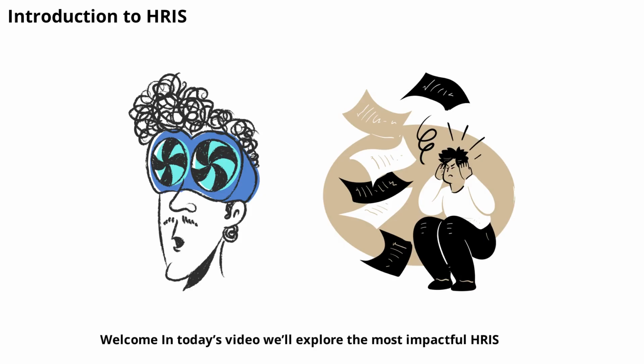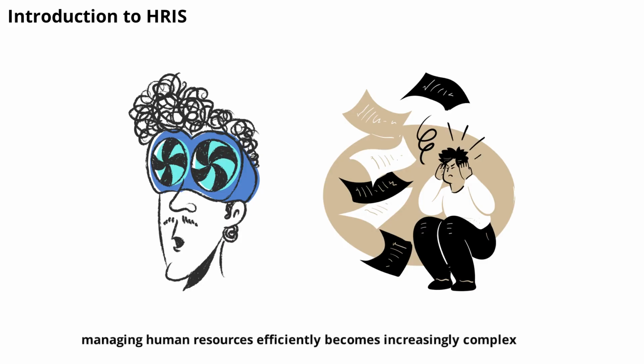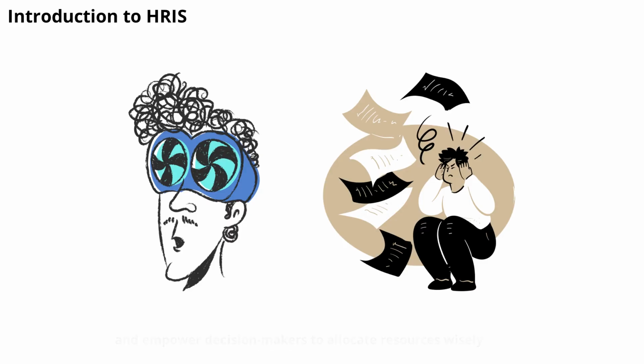Welcome! In today's video, we'll explore the most impactful HRIS software features for effective resource planning. As organizations grow, managing human resources efficiently becomes increasingly complex. That's where Human Resource Information Systems, or HRIS, come into play. These platforms streamline HR processes, centralize data, and empower decision-makers to allocate resources wisely.